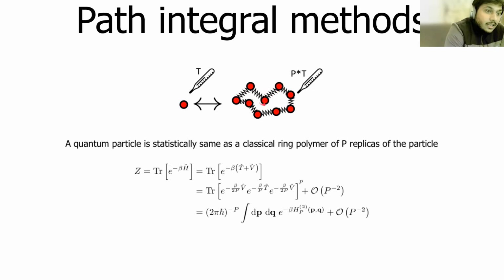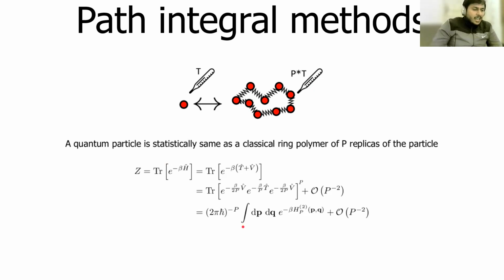Consecutive atoms are linked with a spring, which depends on p, and the temperature of the system is p times elevated. Okay. So as I've written, a quantum particle is statistically the same as a classical ring polymer made up of p replicas of the particle at p times the temperature. And actually, of course, I've skipped many steps. You can't prove it in 3 lines.